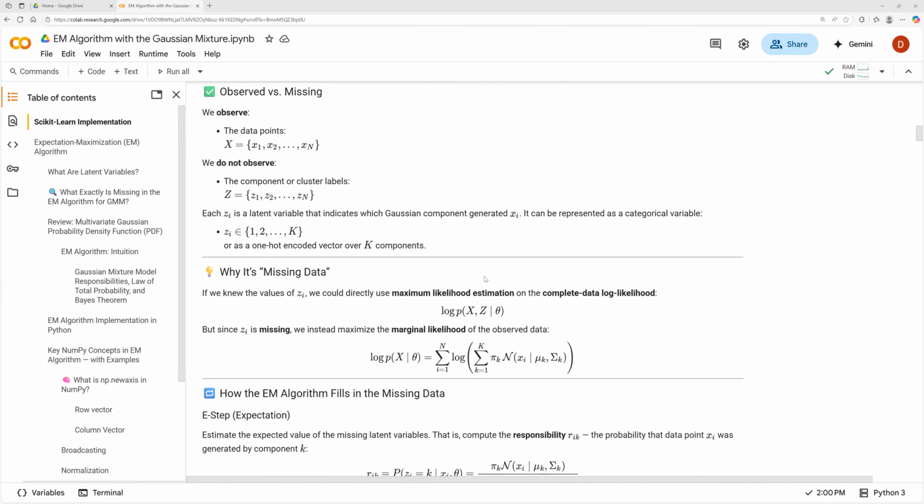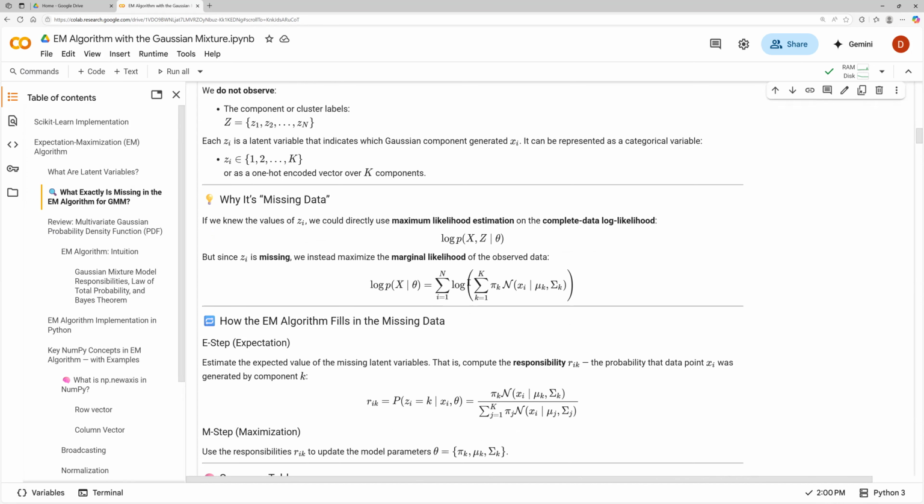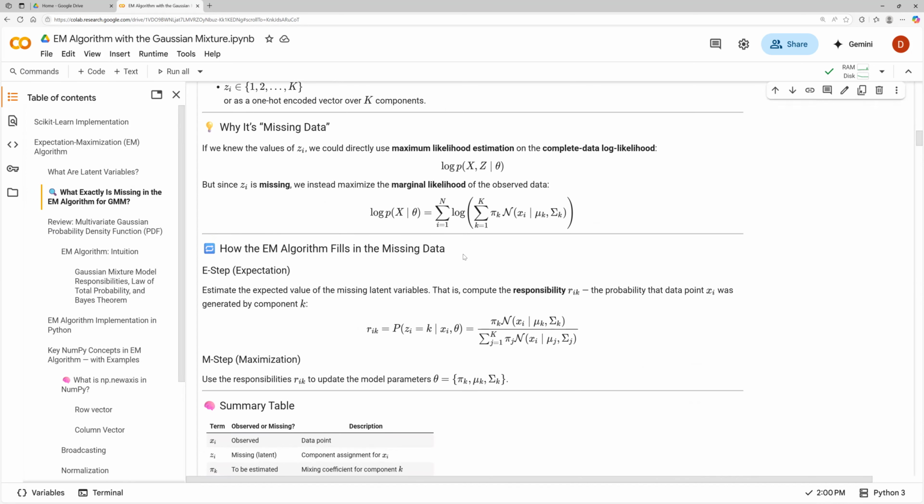Why is it missing data? If we knew the values of zi, we could directly use maximum likelihood estimation on the complete data log likelihood, right? So it's log p(x, z | theta), where theta are the parameters. But since zi is missing, we instead maximize the marginal likelihood of the observed data, okay? And this is the multivariate normal distribution. This is like a weight, right? And we'll be seeing that a little bit more clearly later on.